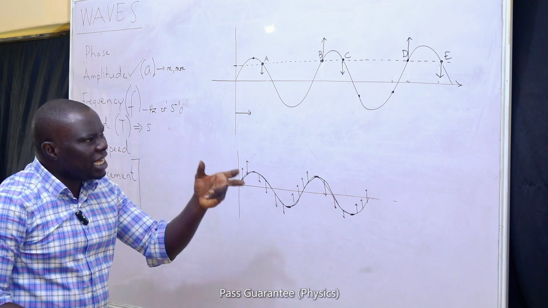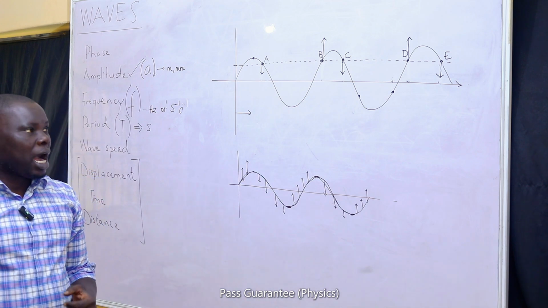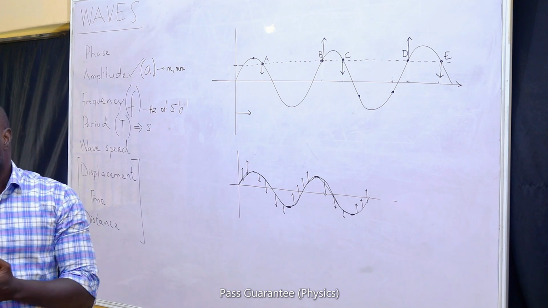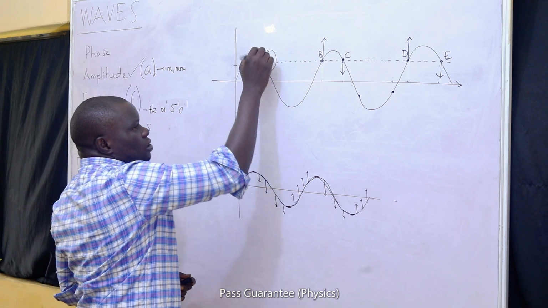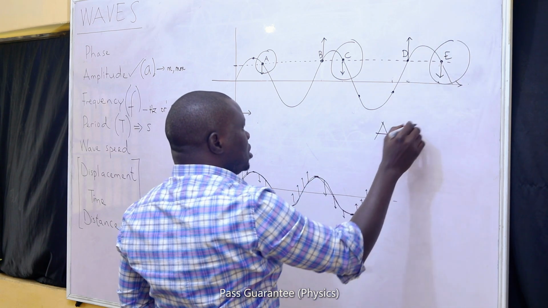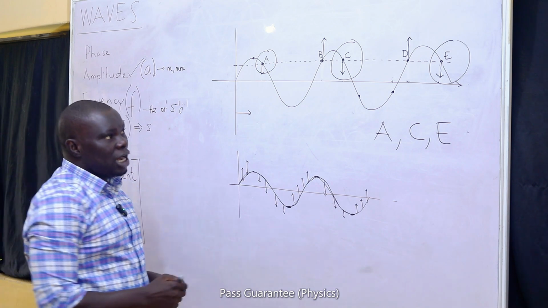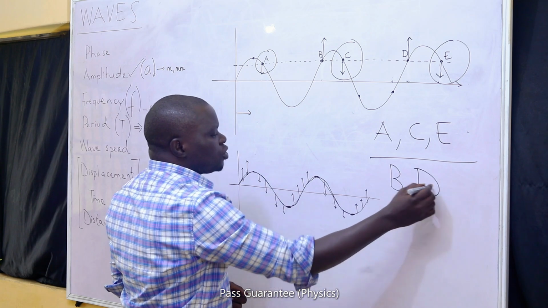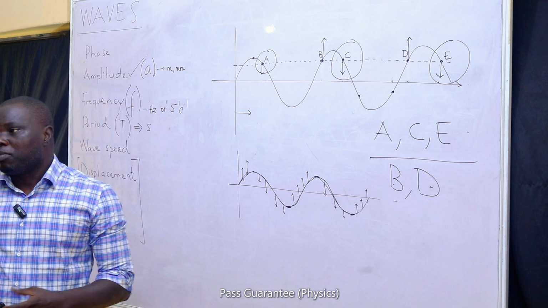So the only set of points that will be in phase with our point A are points that have two properties, not just one. With A, they must have the same displacement, and they must be moving in the same direction. While A is downward, C is downward, E is downward. A, C, and E are in phase. And I hope you can also see that by extension, B and D are also in phase with each other, but they are not in phase with ACE. So that is how we get points that are in phase.